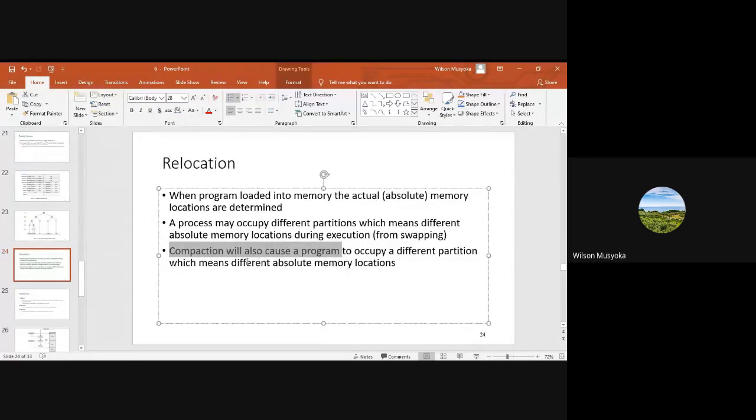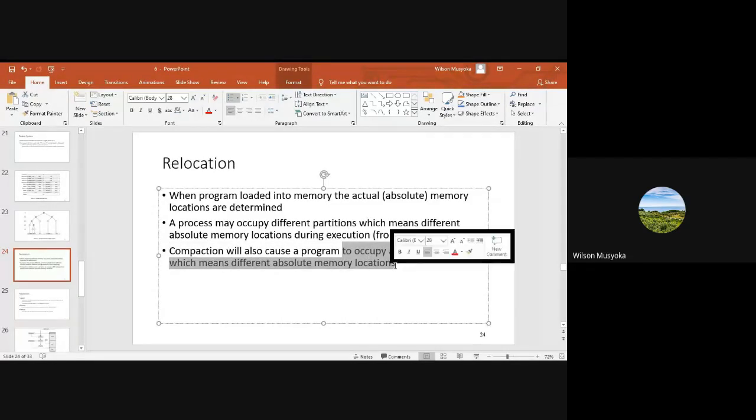So it will be swapped, compaction takes place, or clearing is done so that another process can take the available space. Once this is done, when it is loaded back into memory, it will occupy a different partition. And this means a different absolute memory location. So that is where relocation comes in, because we are talking about compaction, and when it is loaded back into memory, it will go to another memory location.